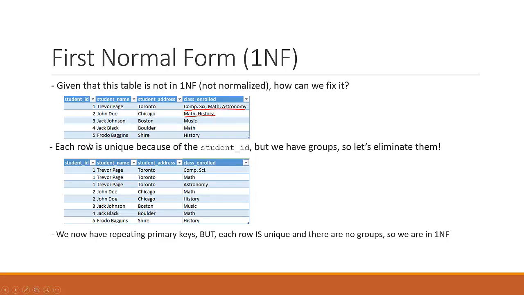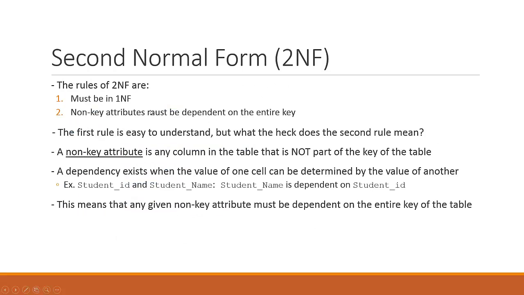What is the key of this table? Right now, the key of the table is student ID. So all the rest of them are non-key attributes. Student name, student address, and class enrolled are non-key attributes. Student ID is the key attribute. Hopefully that makes it quite clear. Non-key attributes must be dependent on the entire key.